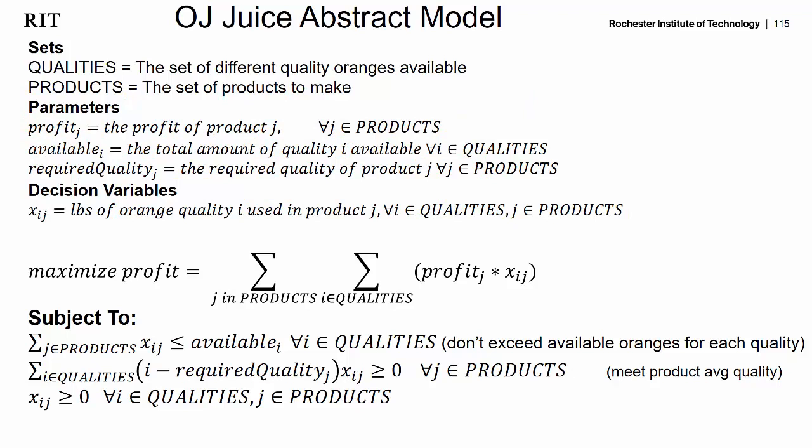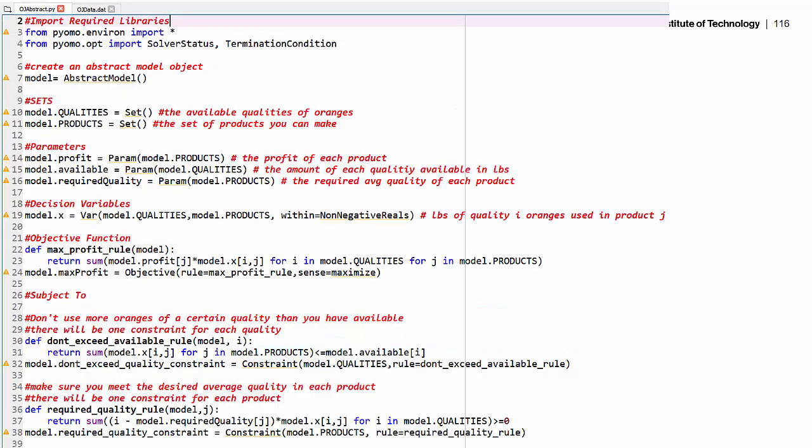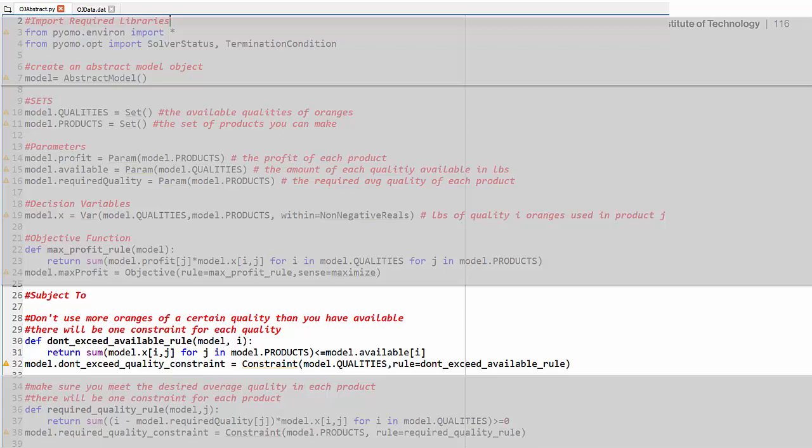So we have two main sets of constraints in this OJ-Juice abstract model. So let's first look at this first set of constraints, which is making sure that when we're adding all of our oranges to different products, that for any given quality we don't use more oranges than we have of that quality. So this constraint is these three lines here, so let's look more closely at what's going on.